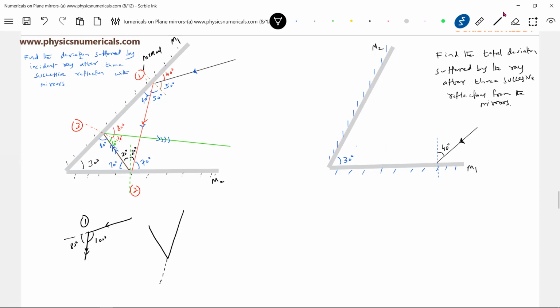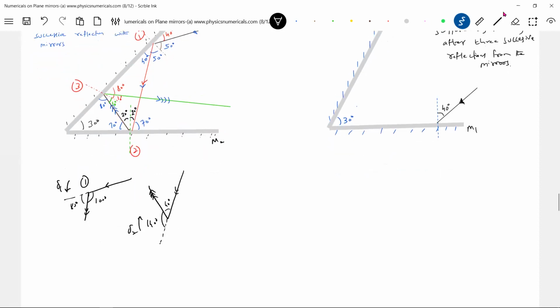So this angle is 40 degrees. So the deviation will be how much? 140 degrees. So the deviation here is like this, delta 2. There's ray 2, after reflection, ray 3. I think there's one best way that I'm trying to explain. Then again at 3, what conditions will arise?